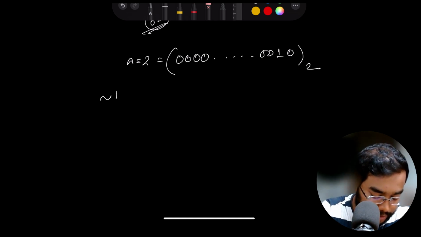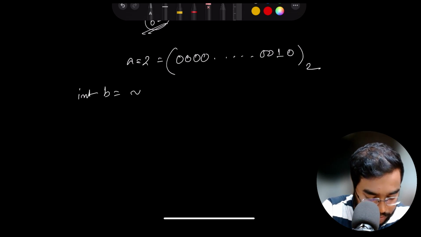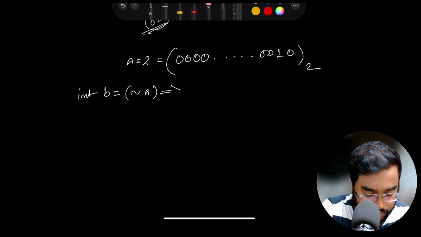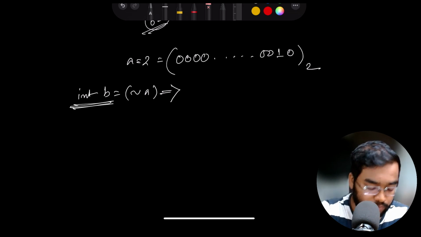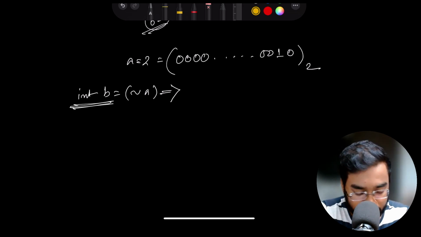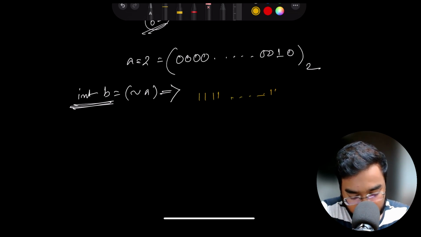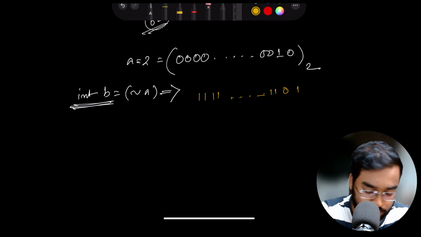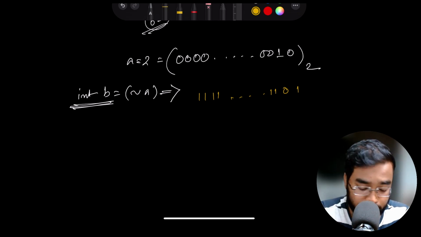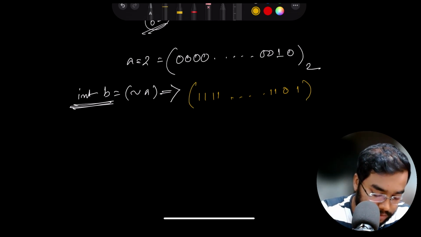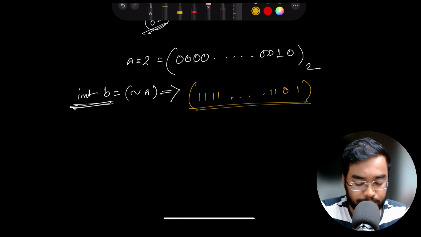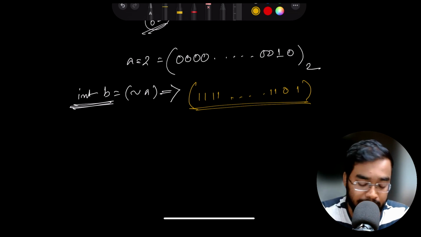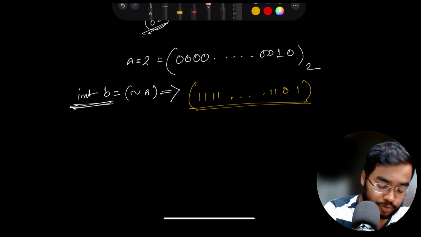Now, not a. If I write integer b equal to not a, what would be the value of b? We need to understand that. For that, we need to convert it. So 1 1 1 1 and so on, then 0 1. Clear? Obviously, this is not going to be the answer, because this is a very large number and the not operation can't give that, because there are some rules.